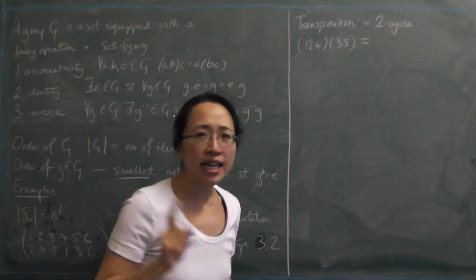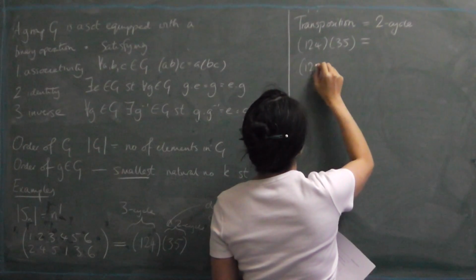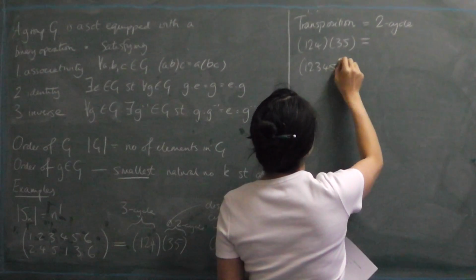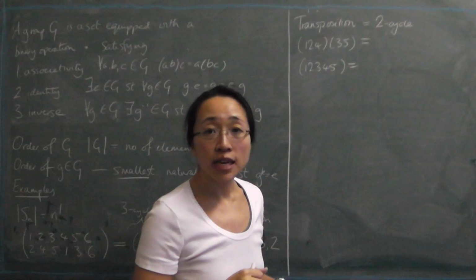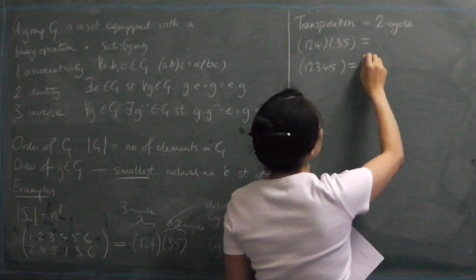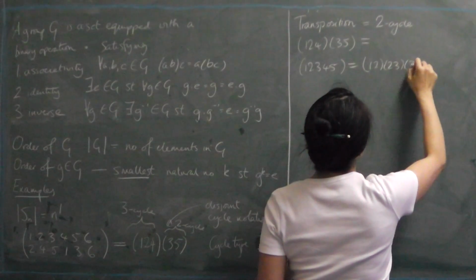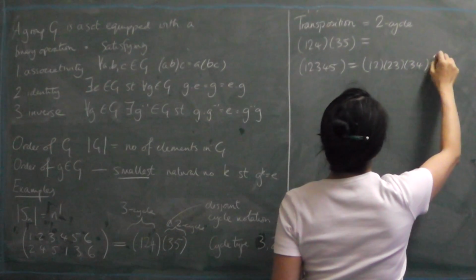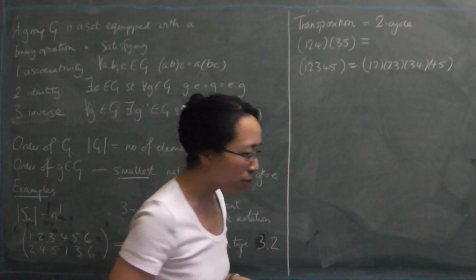And remember, the key to this is to remember how you do a K cycle. If we do (1 2 3 4 5), we can write this as a product of transpositions. How? Very easy. You go (1 2)(2 3)(3 4)(4 5). Should we just check that that actually does the thing we want it to?